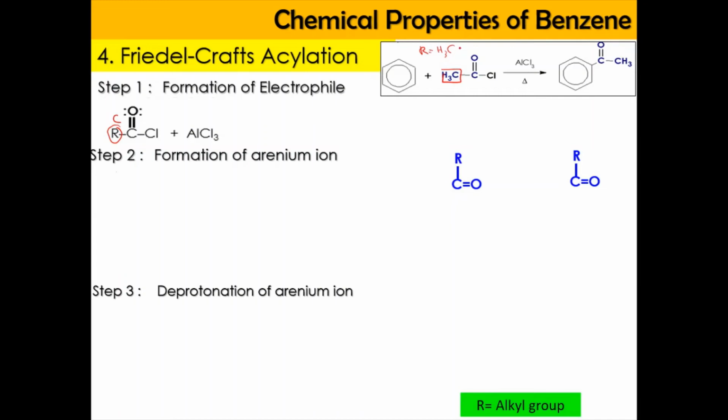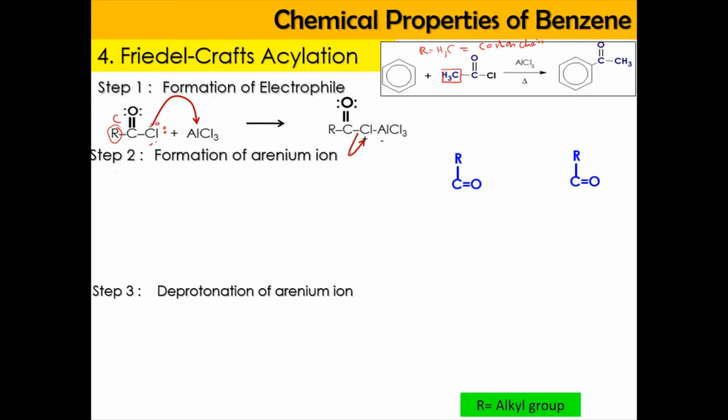Okay, R can be any carbon chain. Tak jadi masalah pun. Kalau panjang, then you draw it longer lah. Alright. So now the lone pair of Cl gonna be used to attack the Lewis acid, and this gonna form RC double bond O and Cl plus as well as attached with AlCl3 minus.